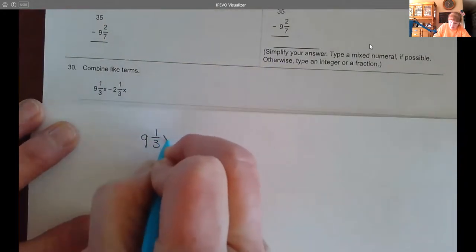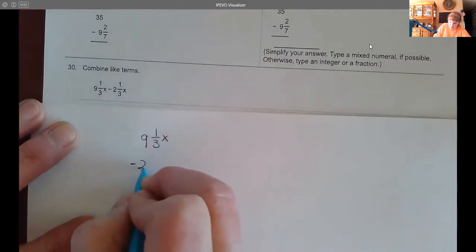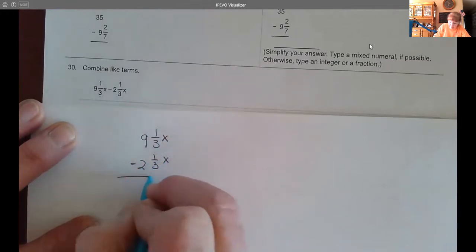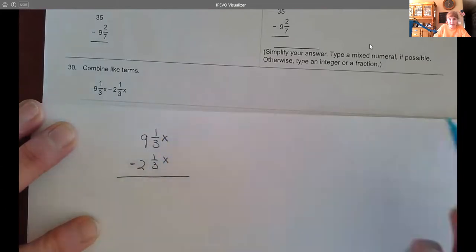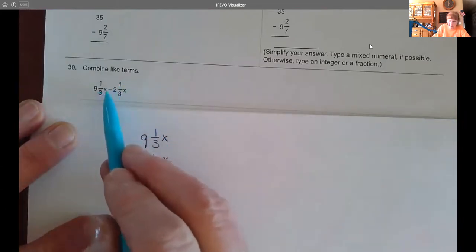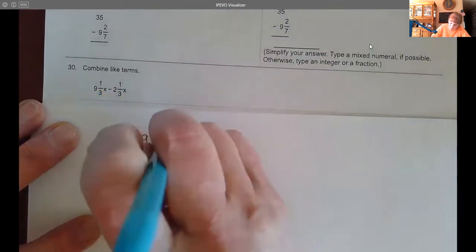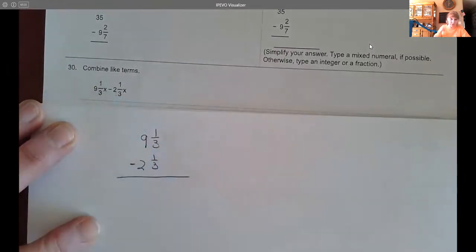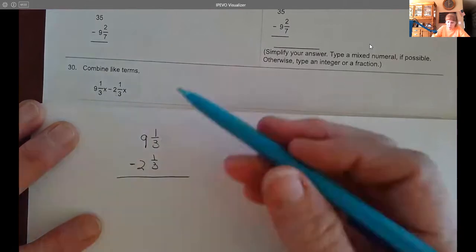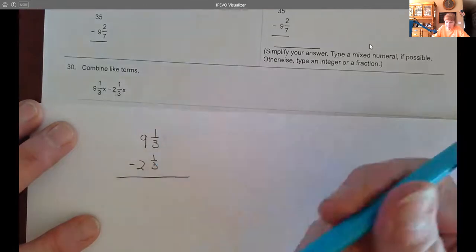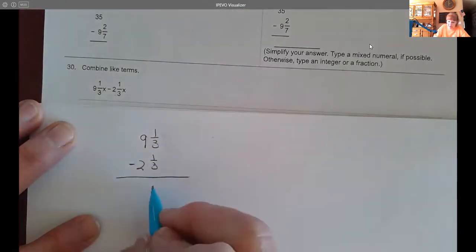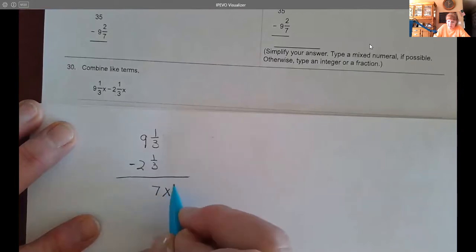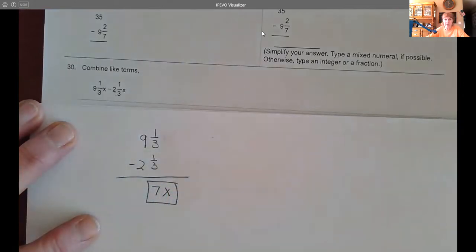9 1/3 x minus 2 1/3 x. Since they both have x's, they're similar, so we can go ahead and subtract these numbers in front. You don't have to write the x's here, but they both have to have an x in order for you to subtract them. They need to be like terms. Wow, 1/3 minus 1/3 is nothing. 9 minus 2 is 7x. Don't forget the x on your answer, or MyMathLab won't accept it.